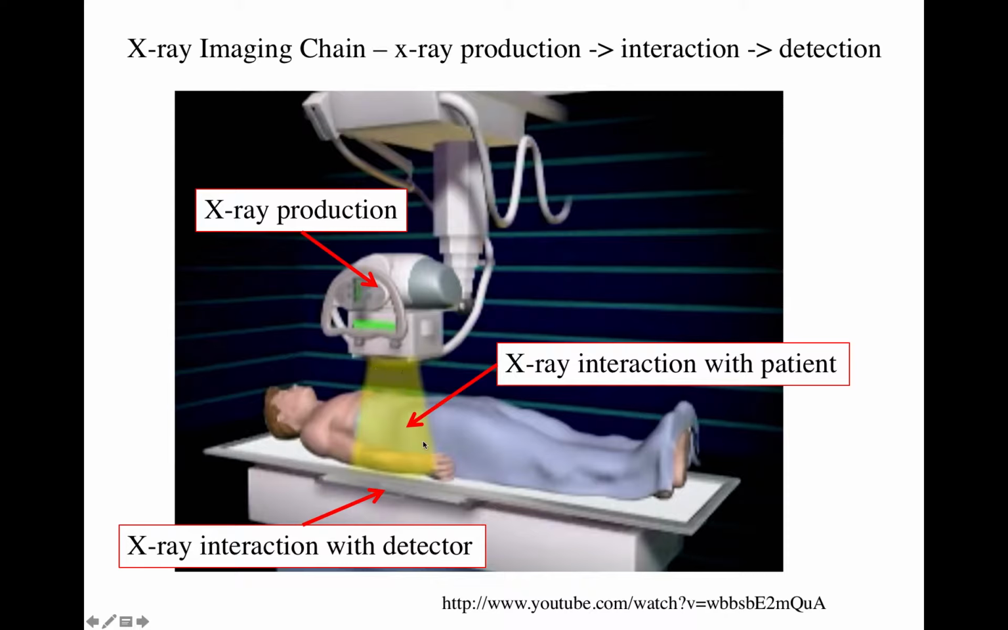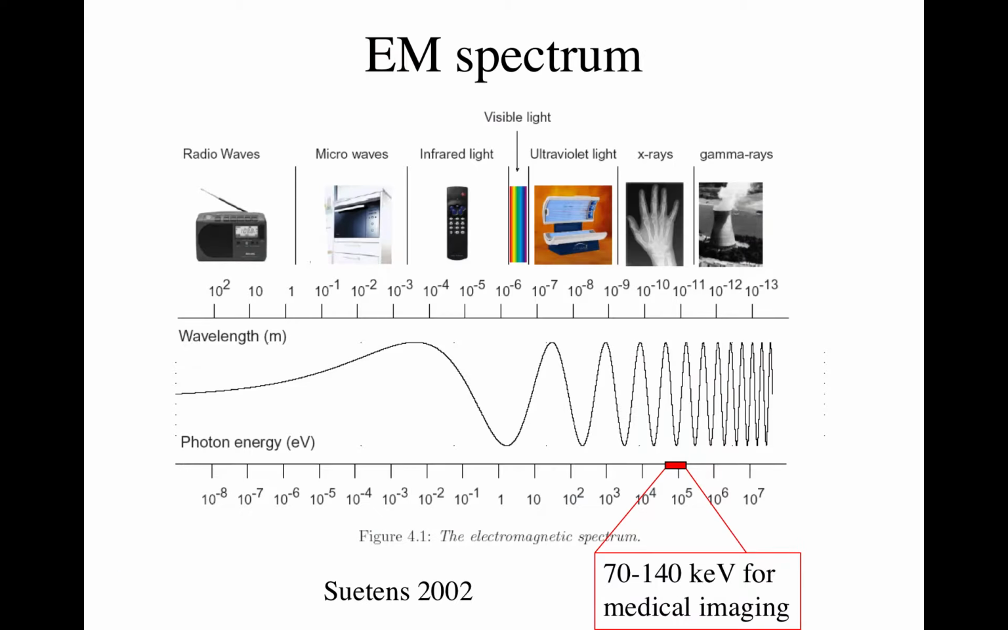The system itself can be turned on just by a foot pedal, and so the person's looking at a screen and they push their foot on the floor and then pictures come up, at 15 frames a second or something like that. X-rays themselves are part of the electromagnetic spectrum. They're up here in terms of energy and wavelength. For us, the X-rays that we're interested in for diagnostic imaging currently fall between 70 and 140 keV. Somewhere in there is our zone.